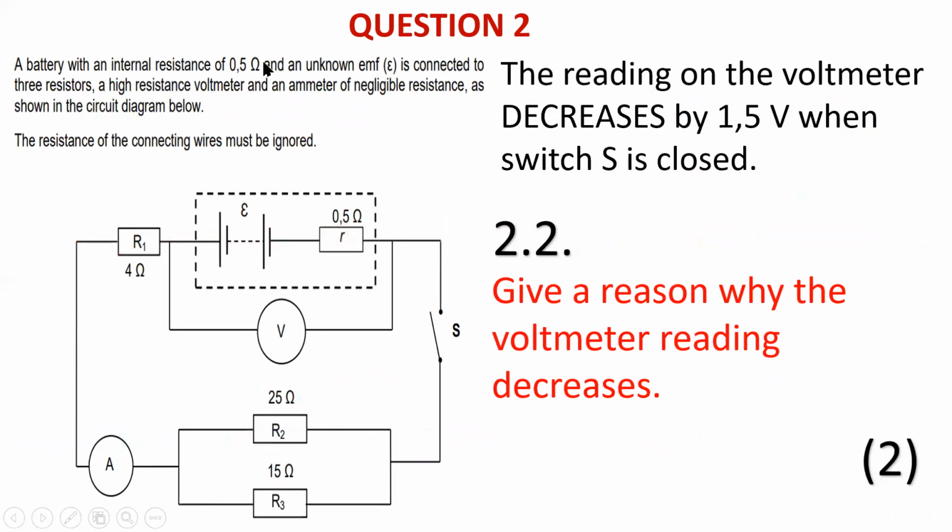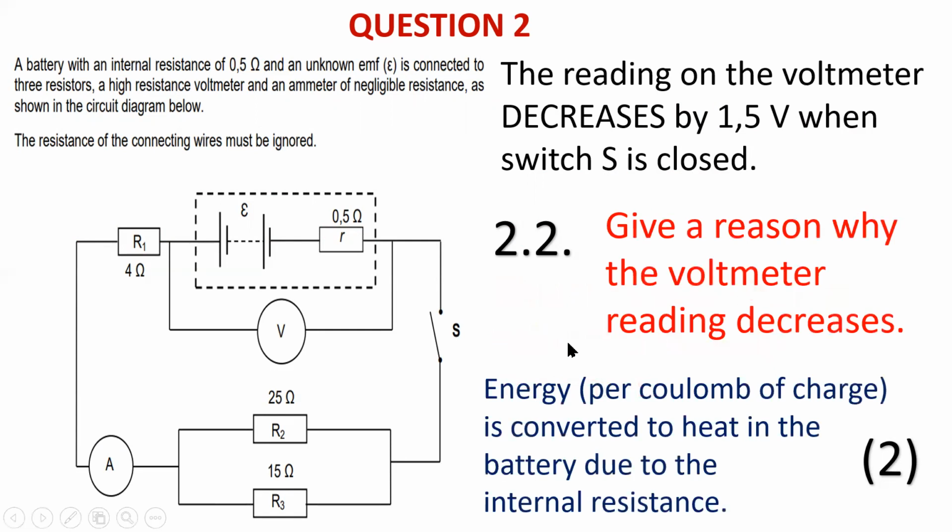Now, question 2.2. This is our circuit, we already know. The reading on the voltmeter decreased by 1.5 volts when switch S is closed. As you see, in our circuit the switch is open now, but they said if switch S is closed, the voltage on the voltmeter decreases by 1.5 volts. And they're asking you why. Give a reason why the voltmeter reading decreases. So let's see our answer. This is another 2 marks.